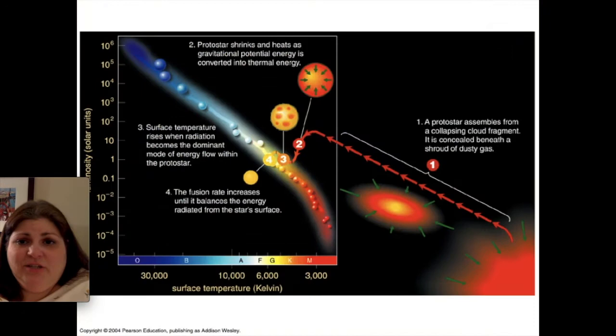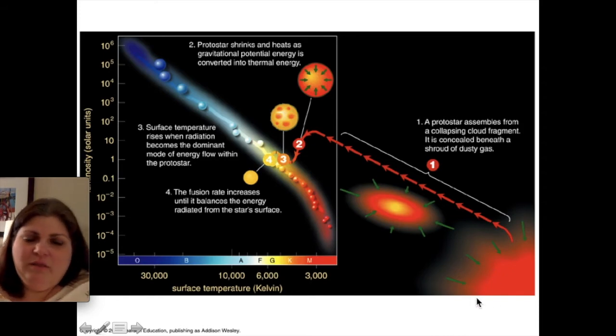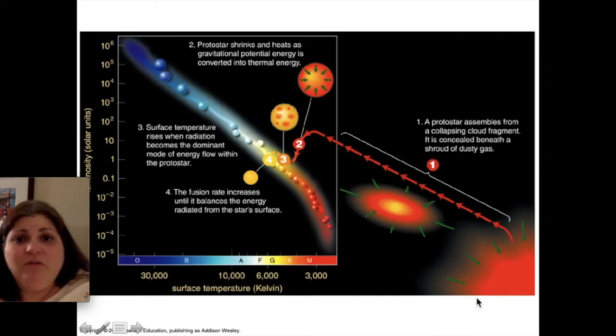When we look at the HR diagram, protostars don't quite match up because although they are hot enough to generate heat and to glow, they don't make it into the range of our coolest stars. And so they are off of our HR diagram. They are dimmer for the most part, and they are cooler than what we would see in any of our other stars.